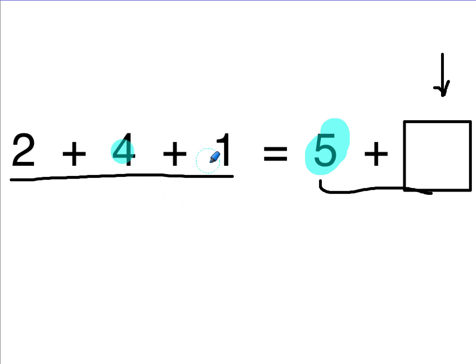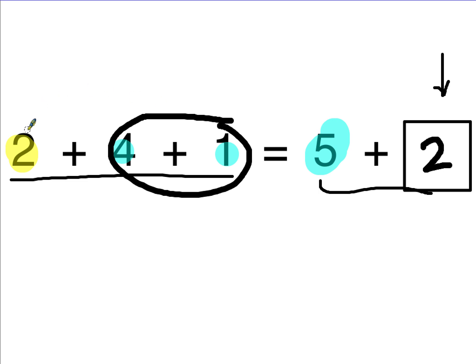I hope you said 4 and 1. So we have 5 over here, and we have 5 over here. So what do we have on this side that we don't have on this side? Over here we have a 2. So to make this side the same as the other side, we have to put a 2 over here. So now we have 5 plus 2 is the same as 5 plus 2.